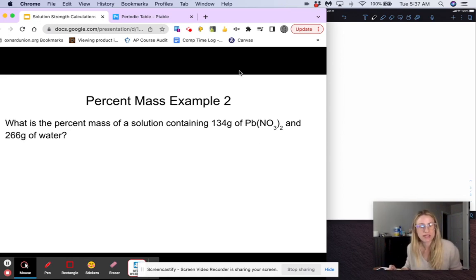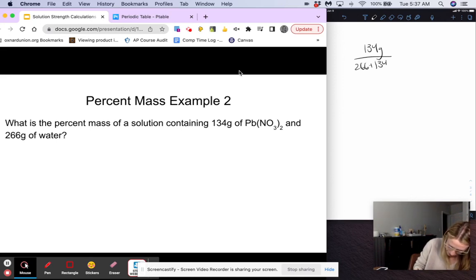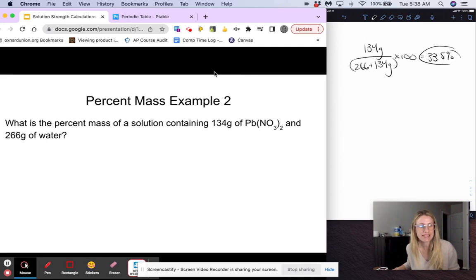So my solute in this case is that 134 grams of lead nitrate, and then my solvent is the 266. The solution together is going to be those two things added together. So we have solute on top, 134 grams, over 266 plus 134 grams, and then times 100. And so on the bottom there, I have 400. So that's 134 divided by 400 times 100, and we get 33.5%. All right, easy peasy.